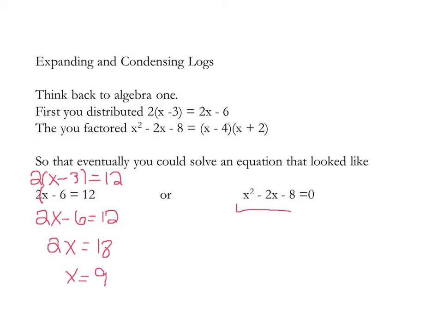Or, you could solve something like this, which required you to factor first. x minus 4 times x plus 2. So the solution was 4 and negative 2. So what I want you to think about is distributing and factoring weren't things by themselves. They were just part of the process of solving the equation.